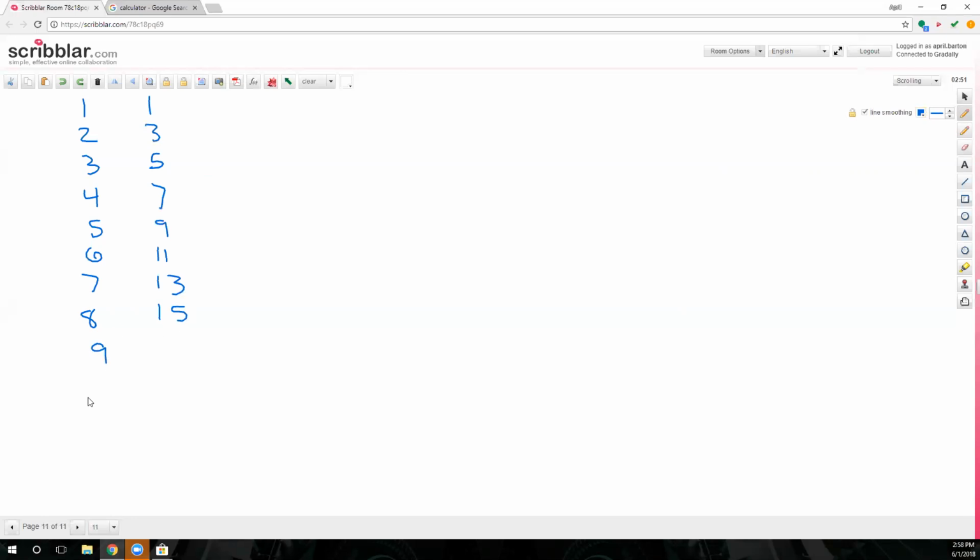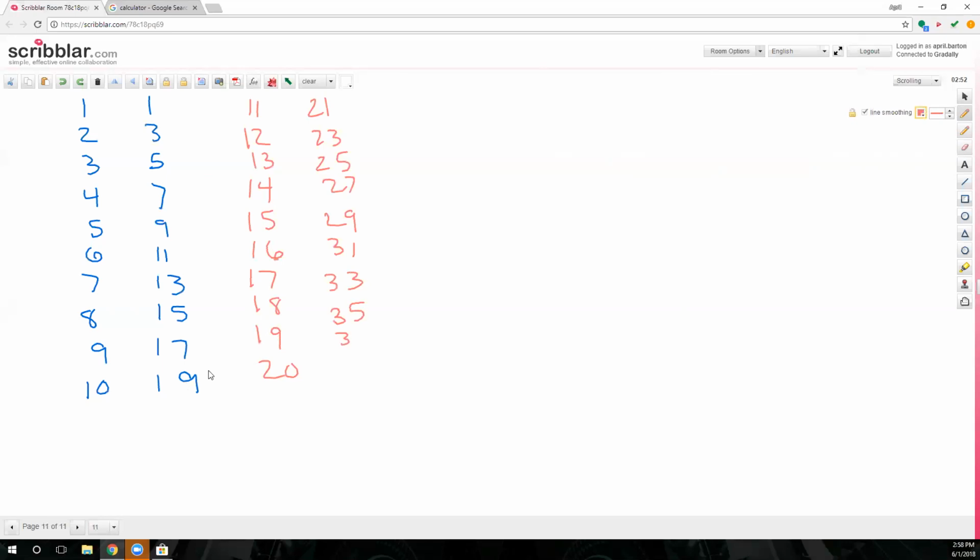15, 17, and 19. But you can kind of find a secondary pattern eventually to make it so you don't have to write this out 50 times. It is a pain in the butt if you don't have the formula because you're doing a lot of writing it out. 19, 20. So let's see. 19, add 2 is 21, 23, 25, 27, 29, 31, 33, 35, 37, 39.